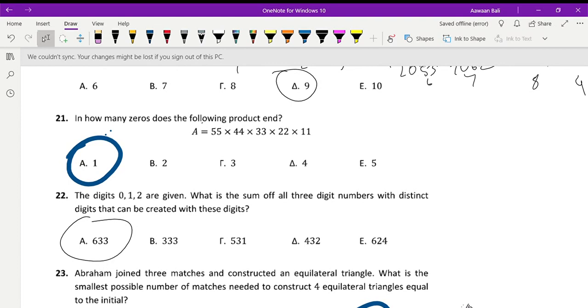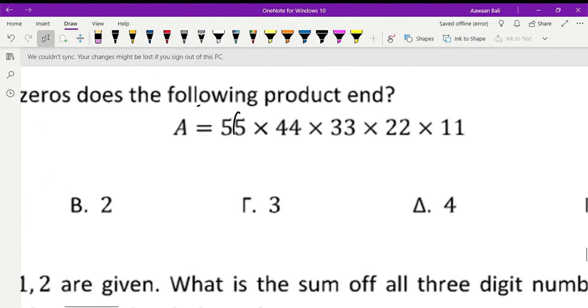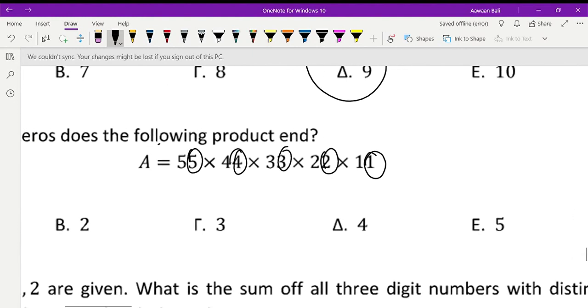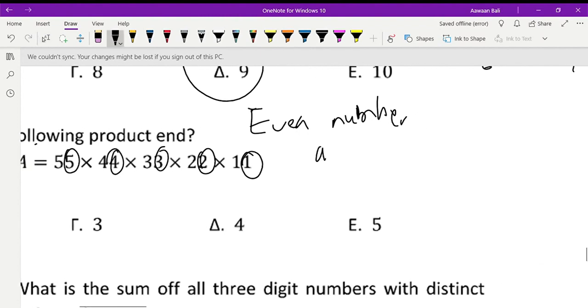Question number 21. In how many zeros does the following product end? It's as simple as that, because when you're ending with it, you just focus on the digit numbers. Now, to find a 0, the only way you can make 0 is when you're multiplying by 0. But here there's no 0, but we have a 5. And any even number which is a multiple of 5, it always ends in 0. Basically, even number and ends in 5, and a multiple of 5 ends in 0.